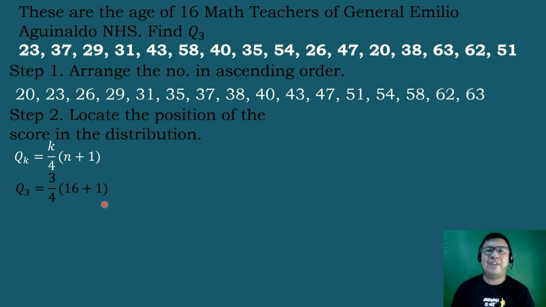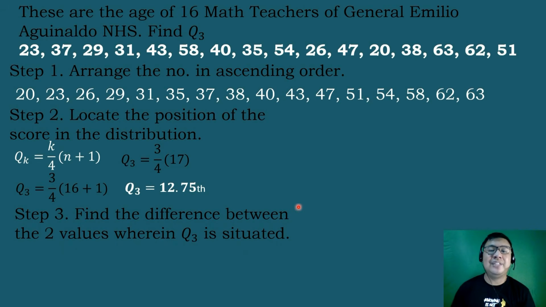We will simplify this equation. 16 plus 1 will be equal to 17, and then we will multiply it by 3/4. So 17 times 3/4 is equal to 12.75. And then after this, we will now find the difference between the two values wherein quartile 3 is situated. So quartile 3 is situated somewhere in between the 12th and the 13th number.